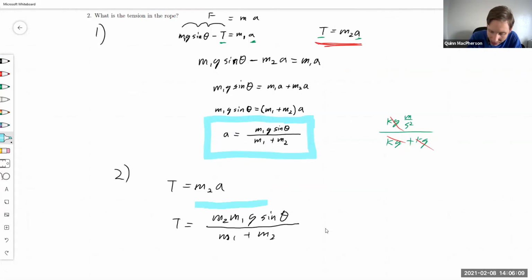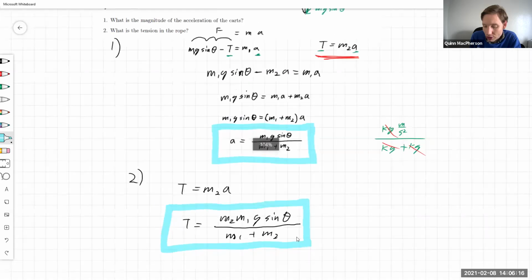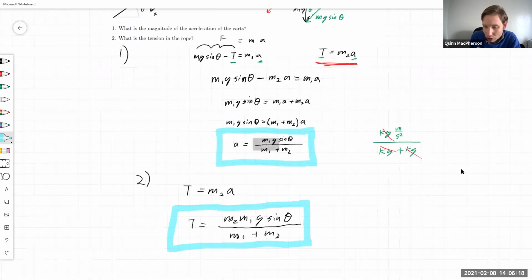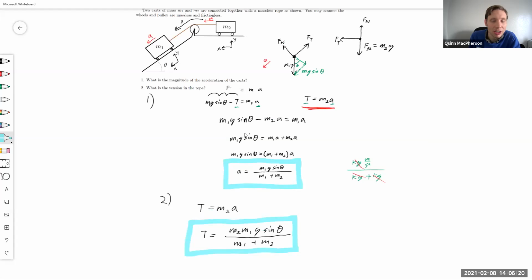You can also check the limits on this. One of the limits that will be different is if m2 is 0. If m2 is 0, now the answer is 0. This is because if m2 is 0, there's nothing to pull, so there's no tension. Okay, so that's how you solve this problem. Good luck on the rest of the homework.